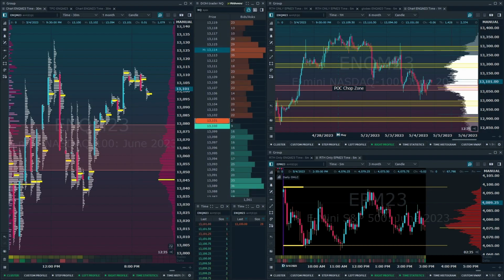Now, volume profile is not the end all be all, and there are definitely other ways that you can use and trade them as well. I'm just going to go over how I use them every single day.